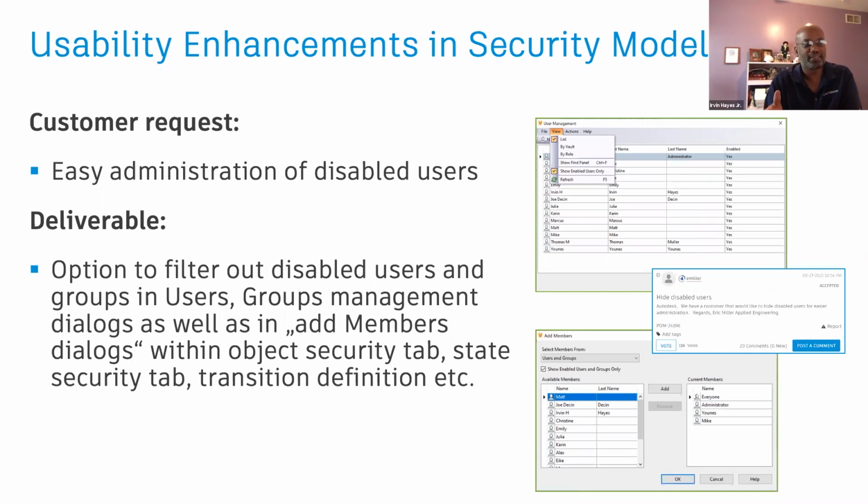On the right side of that dialog where you see current members, if you have members in there that are still disabled, they will show up in that list. So we're not hiding them from the right side, but we will prevent you from adding disabled members to the right side of the dialog.